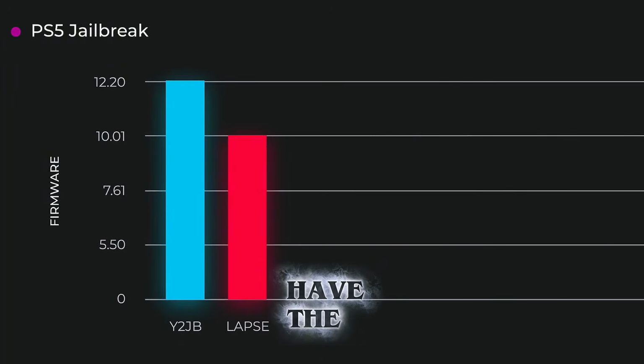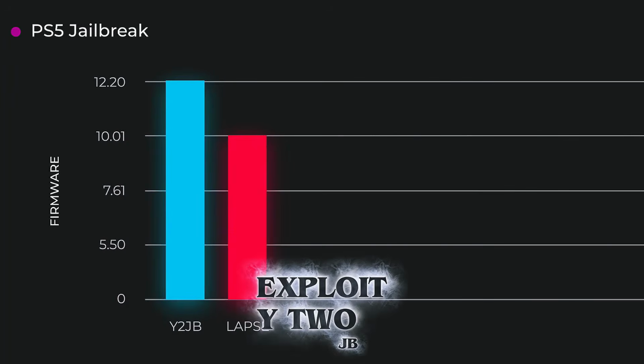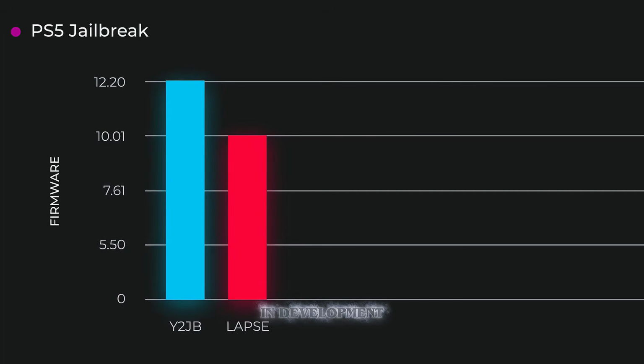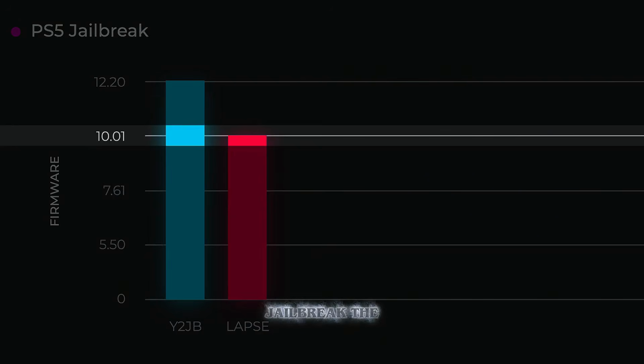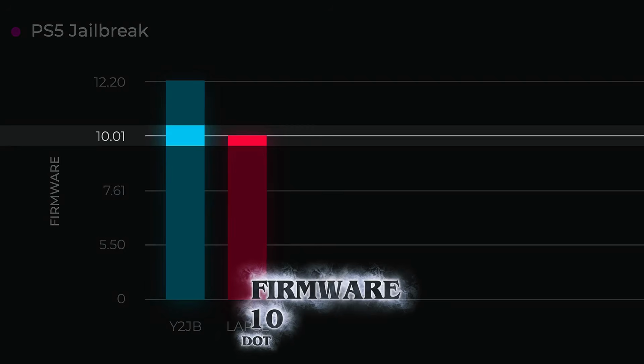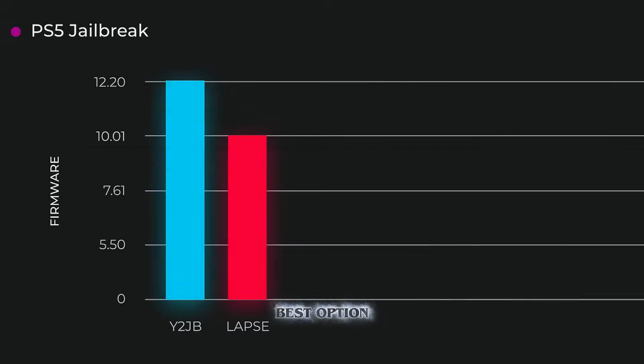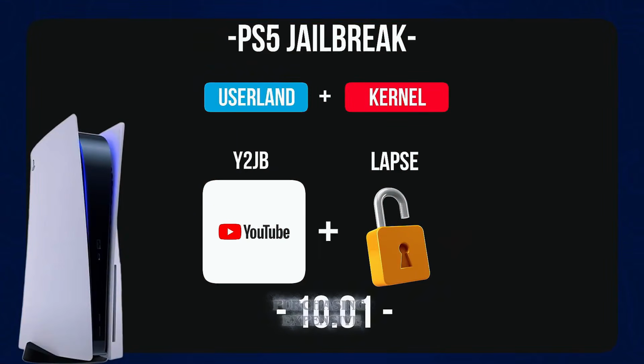So finally, we have the YouTube exploit, Y2JB, which is still currently in development. Once complete, we could chain it with the Lapse kernel exploit to jailbreak the PS5 up to firmware 10.01, which would be the best option as it will work on digital edition consoles and does not require purchasing expensive games or a Blu-ray burner. Now, you also might be wondering if we can also use this userland exploit on the PS4 and why it's not included in the PS4 section.